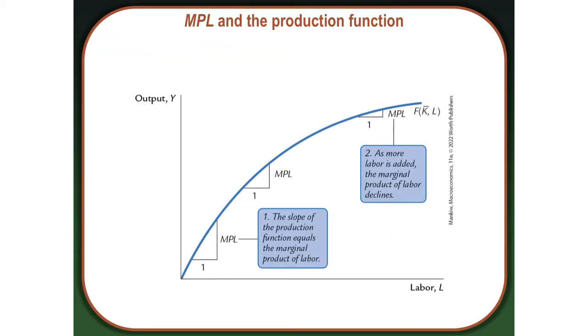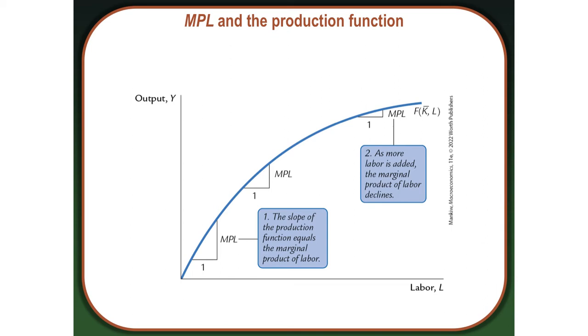If we were to graph that production function we talked about earlier, it would look something like this. So when we graph a production function, we typically put labor, represented by L, on the x-axis, and output, represented by Y, on the y-axis. And notice the shape of this production function. It increases. So as we move to the right along the x-axis and add more labor, output is increasing. That makes sense. More workers, more output.